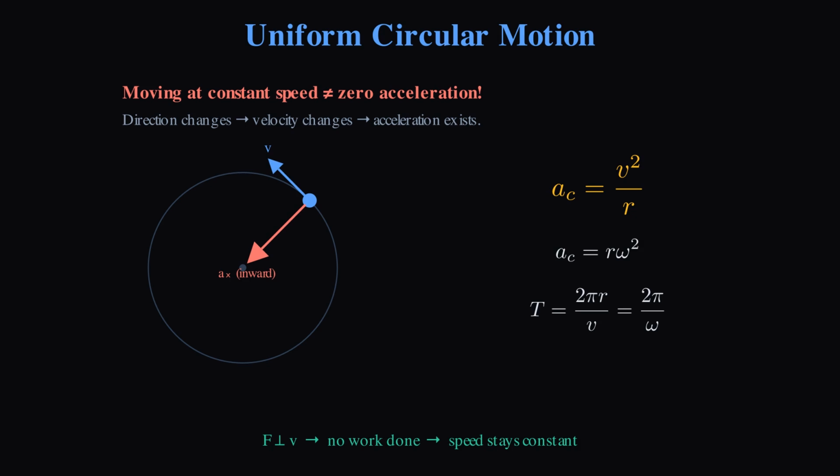Next week we will ask, what force provides this centripetal acceleration in real situations? On a flat road, friction. On a banked curve, normal force. Inside a loop, normal force plus gravity. Each situation requires identifying the physical force playing the centripetal role.